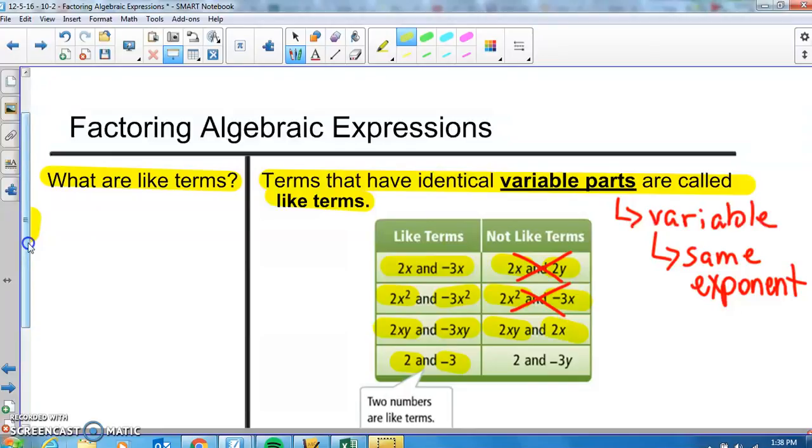2xy and 2x. This has an xy. The 2x does not have a y, so those are not like terms. All right, and we have the negative 2 and the negative 3y. The 2 is a whole number. The negative 3y has a variable. One has a variable, one does not, so those are not like terms.